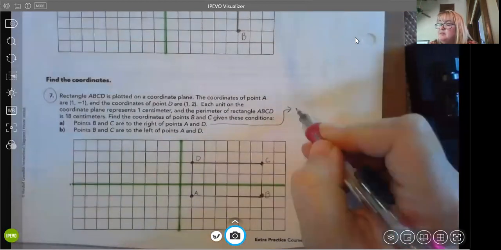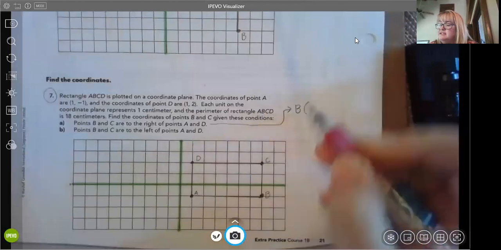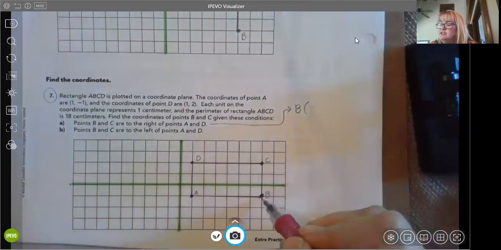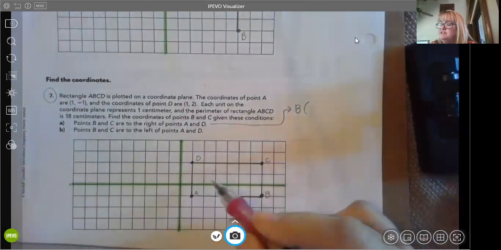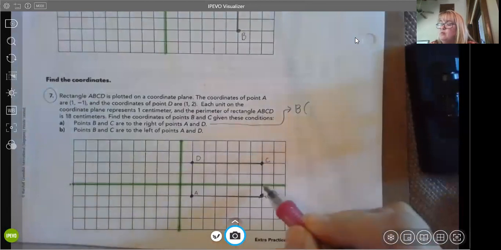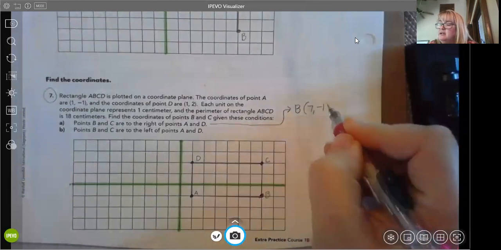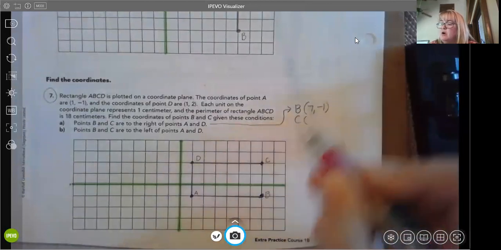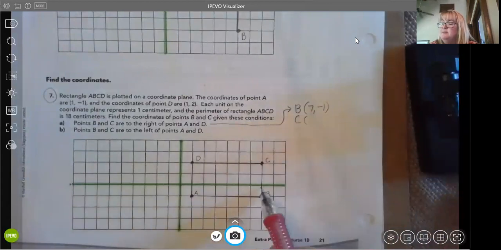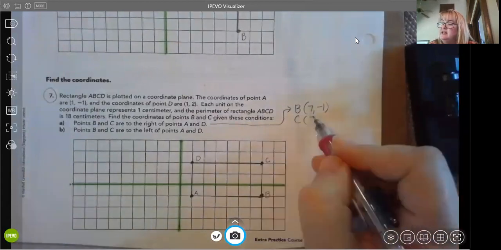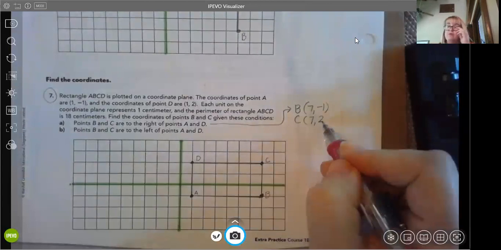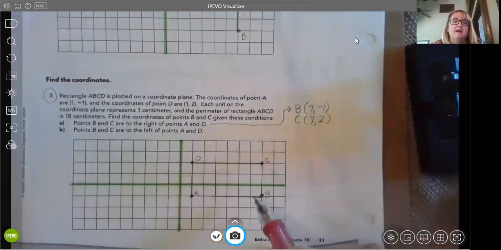Point B is right here. So we went over 1, 2, 3, 4, 5, 6, 7, and down 1. So it's 7 and -1. C, we're going to go over 7 again, but up 2. So it's 7 and 2. So those are the coordinates of B and C. Now that's for situation A.